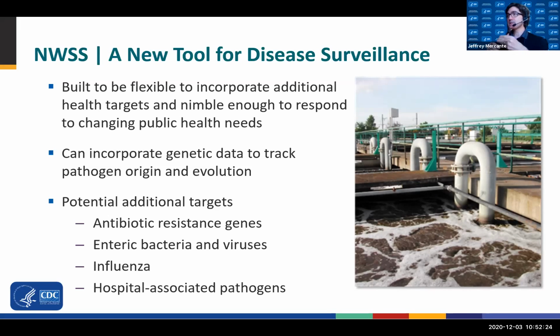The system can even be adapted to incorporate genetic data that is rapidly compared to clinical surveillance to track pathogen origin and evolution. Some of the potential additional targets we foresee include things like antibiotic resistance genes, bacteria and enteric, or as they're known, foodborne infections, and there's a growing interest in applications to surveillance for hospital-associated pathogens and potentially influenza virus as we enter flu season.